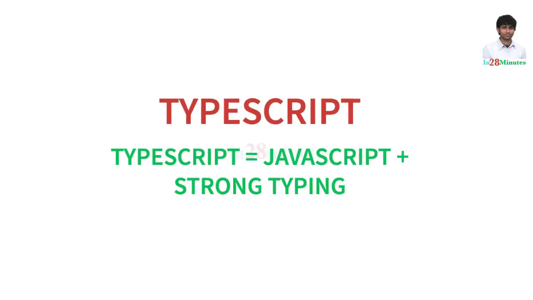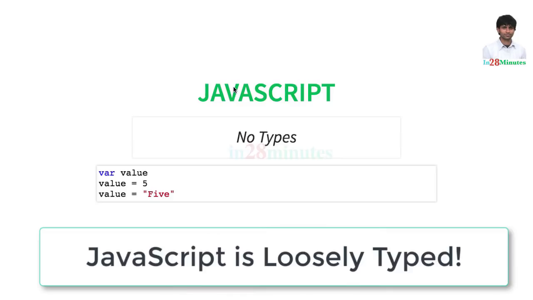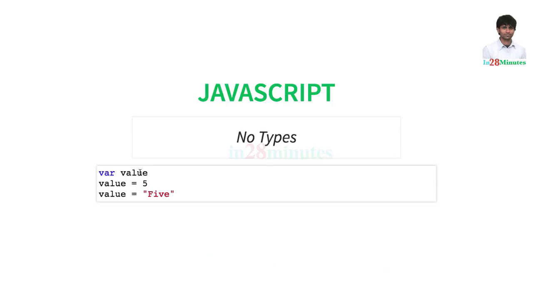Now, what is TypeScript? Why do we need it? TypeScript is nothing but JavaScript plus typing. What does that mean? The thing is, JavaScript is a loosely typed language. When you declare a variable, you cannot really define the type of the variable. Over here, we are saying var value. We are saying value is a variable, but we cannot say value is an integer variable.